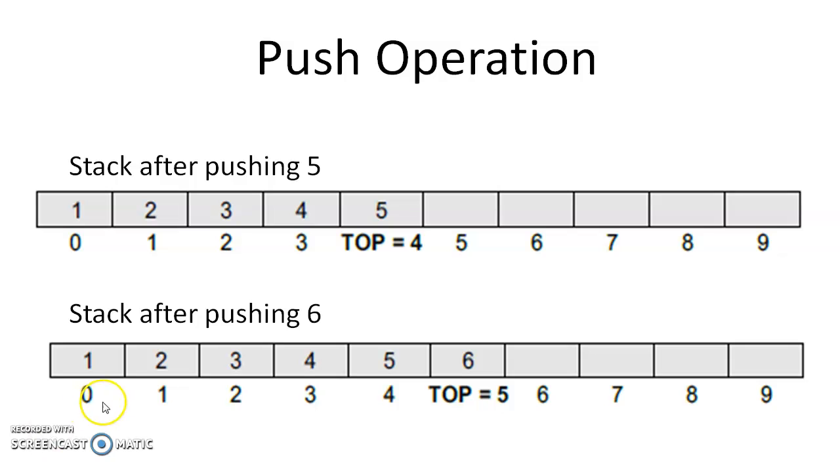Now let's see another example. Suppose consider that elements 1, 2, 3, 4 are present, and the index we have started for the array is at 0. Now the stack after pushing 5, previously 1, 2, 3, 4 elements are present. Now the top is incremented by top plus 1, that is, top will now be pointing to the 4th index. In that 4th index, the element 5 is inserted.